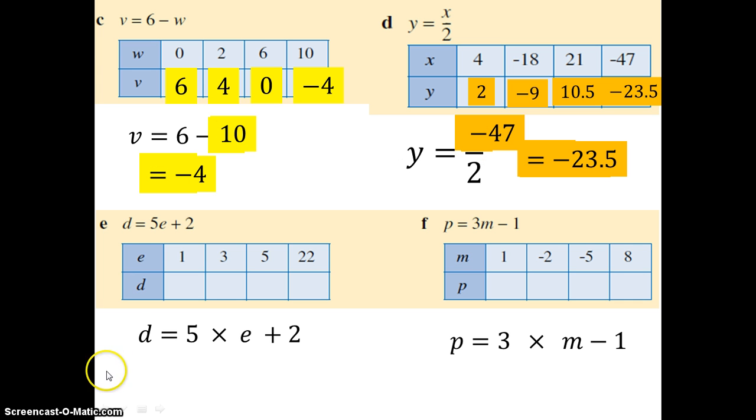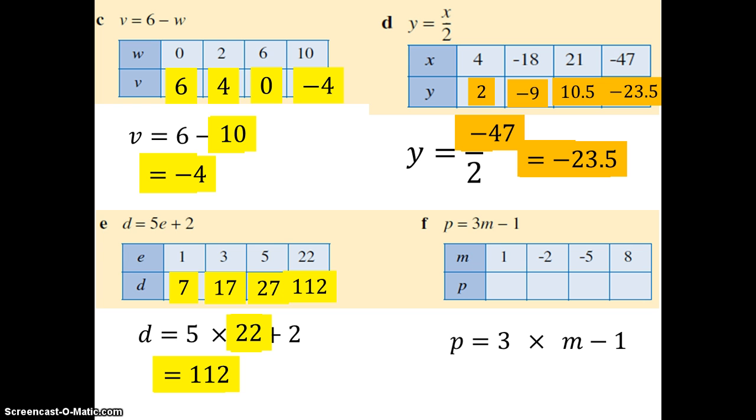In the next one, you can see again I've rewritten this with the times sign in to remind me that I'm timesing each of my e values by 5 and then adding 2 onto the result. So 5 1s are 5 plus 2 is 7. 5 3s are 15 plus 2 is 17. 5 5s are 25 plus 2 is 27. 5 times 22 plus 2 is 112.